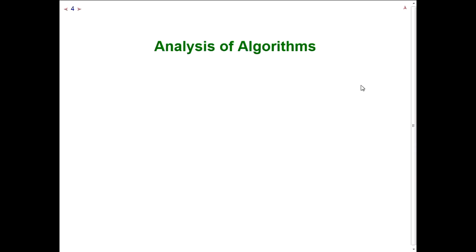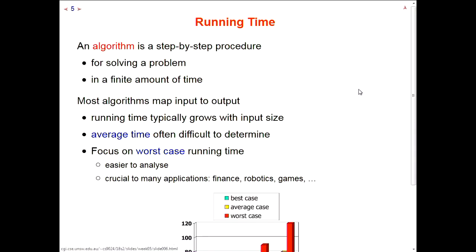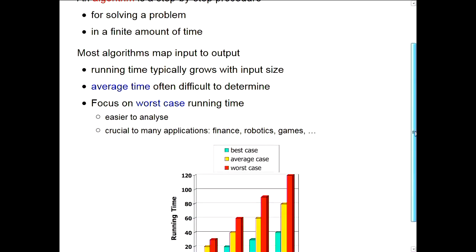Okay, now let's look at the analysis of algorithms, and let's come back to Turing and his machine a little later. As I'm sure you know, an algorithm, by definition, is a step-by-step procedure for solving a problem in a finite amount of time. Almost all algorithms that we know and develop map some input to output, and when you run them, you will see that the running time typically grows with the input size.